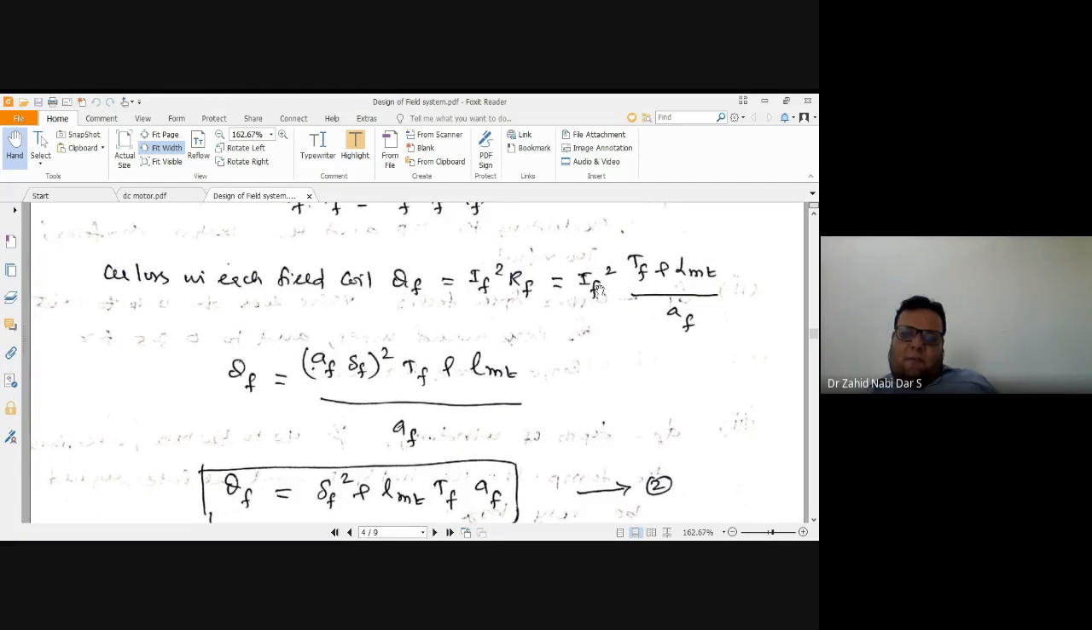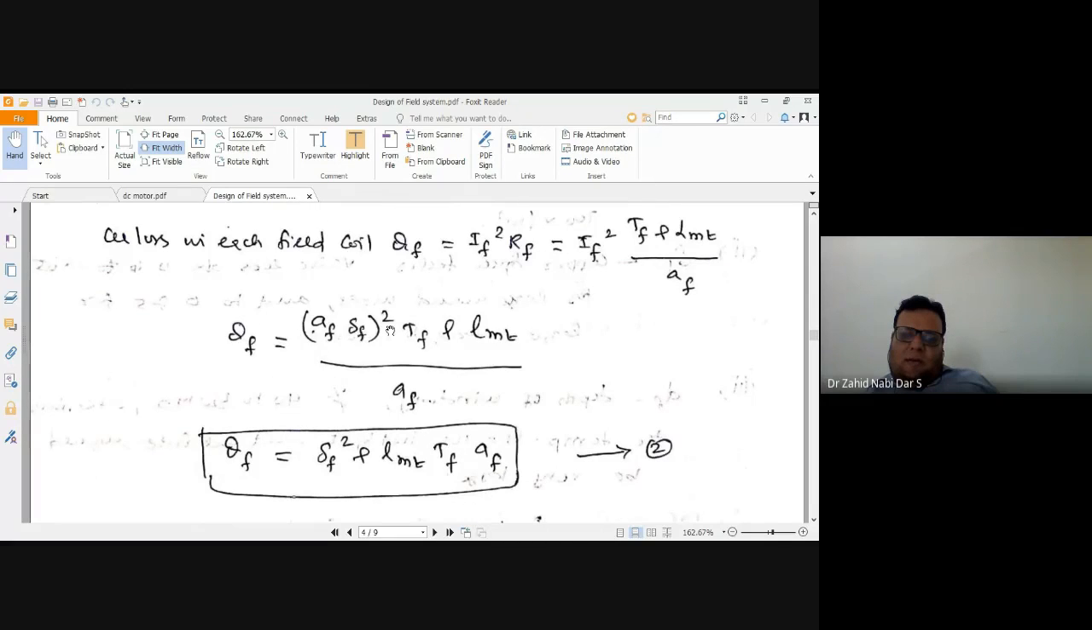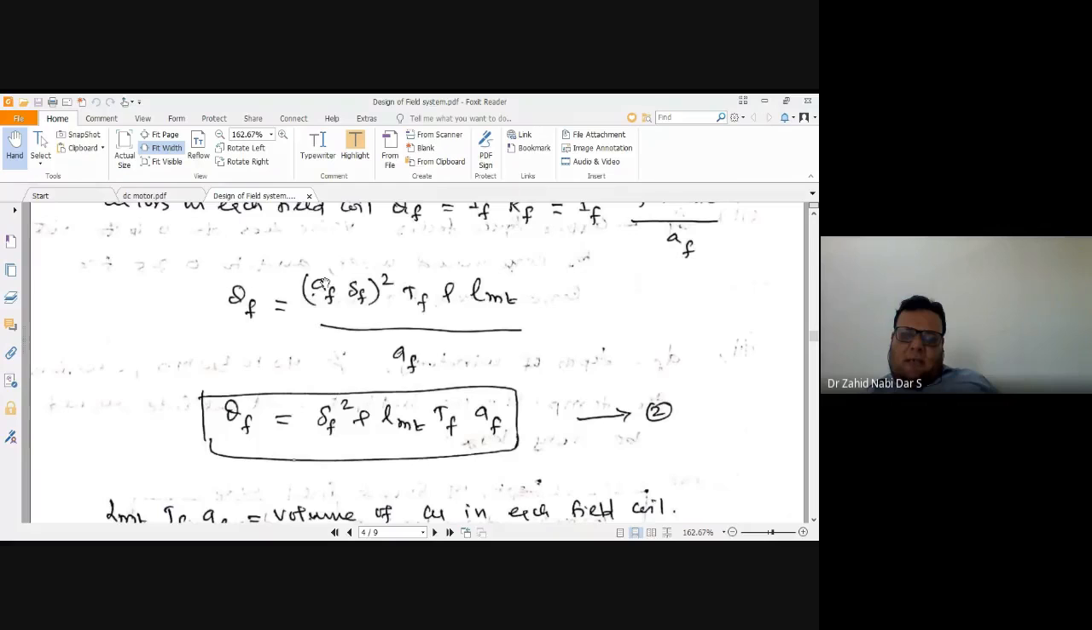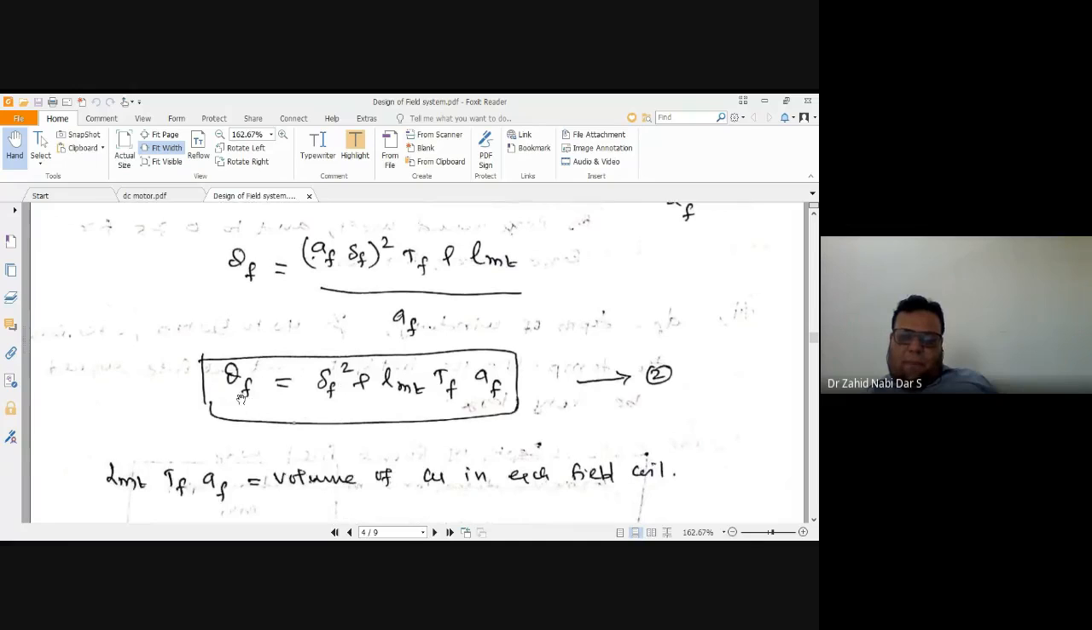So we will replace this by AF into del F. So IF square is replaced by AF into del F ka square, TF rho LMT AF. So this AF and AF gets cancelled. AF one AF square and down one AF is there, it gets cancelled. So you have AF TF LMT rho. This is your copper loss.